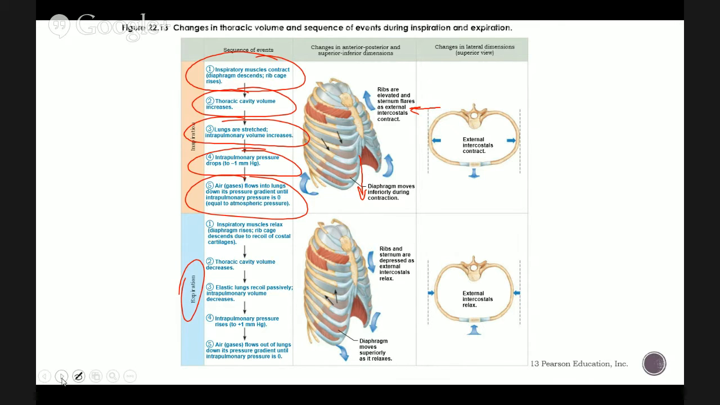People who have a chronic obstructive pulmonary disorder, cystic fibrosis, or some sort of condition that decreases the elasticity of the lungs will have decreased compliance. So they're going to have a harder time ventilating, a harder time bringing the air into and out of their lungs.